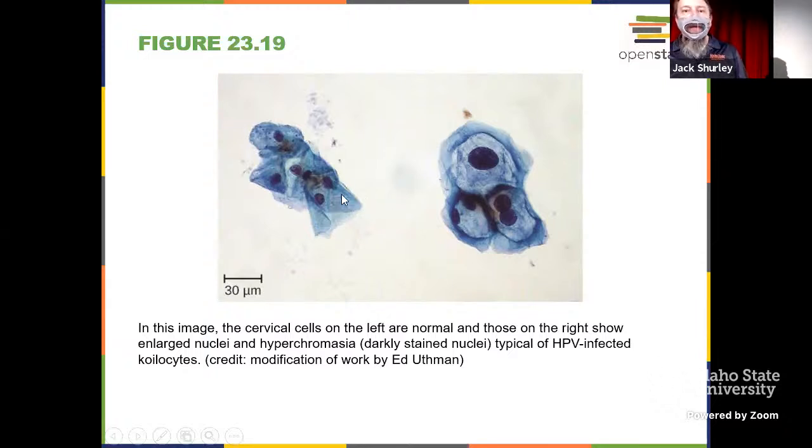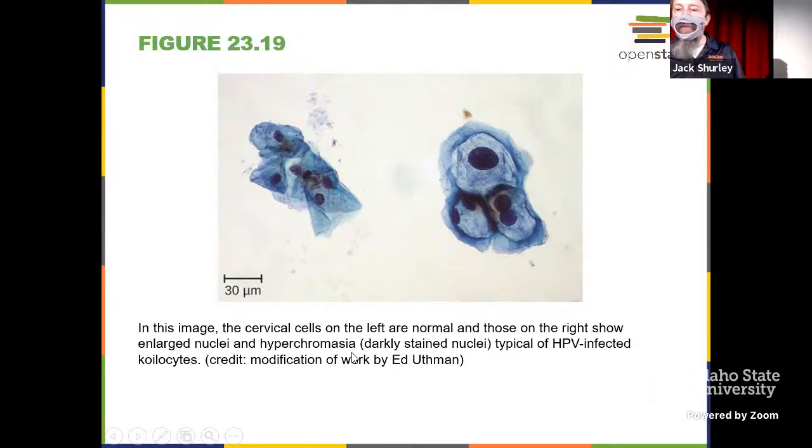And initially, not knowing what you're looking at, you might not know that there's a difference with these in the first place, but there is, all right? These are the same cervical cells, but uninfected and infected. And you can see these over here are quite a bit larger. The nuclei are a lot larger.